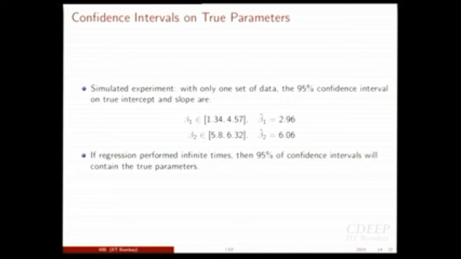I also want to report these confidence intervals. Look, my single point estimate is this. However, a 95% confidence interval on the true value is this range. The spread, the width of this interval, essentially tells you how good your estimate is, how accurate your estimate is.